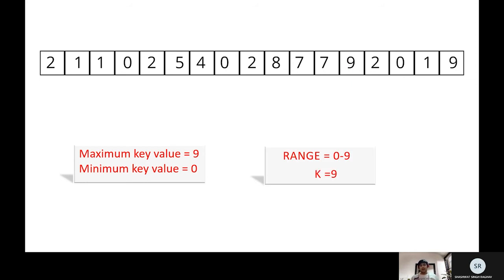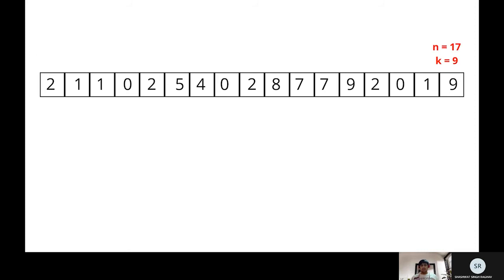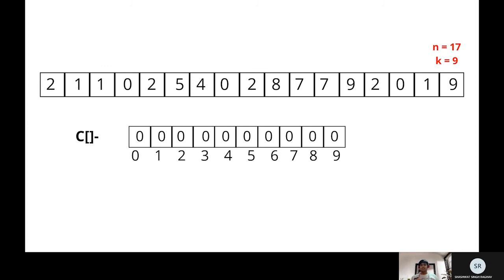Now say we have the value of k as 9. For the second step, we will take an array of size k plus 1, that is 10, to store the frequency of each and every key value. As we move to the first element of the array, the first element is 2. Now at the 2nd position in the count array, we will add 1 to the frequency.